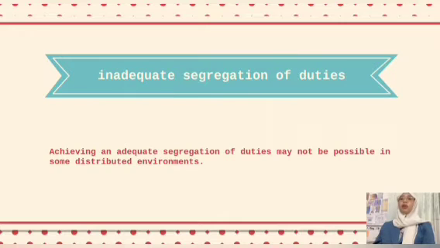Next one is inadequate segregation of duties. Achieving an adequate segregation of duties may not be possible in some distributed environments. The distribution of IT services to users may result in the creation of small independent units that do not permit the desired separation of incompatible functions. For example, it would be such a fundamental violation of internal control if one person writes the application programs, performs program maintenance, enters transaction data into the computer, and also operates the computer equipment.